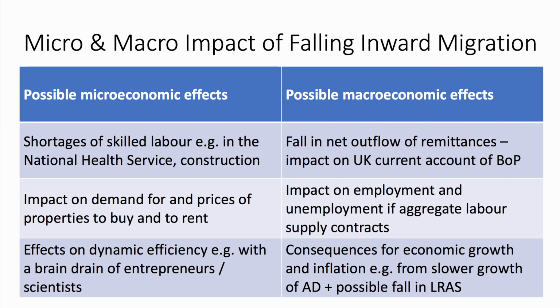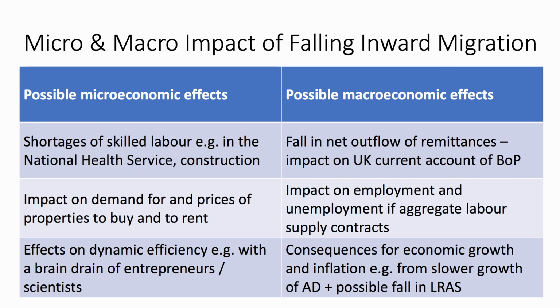Macro, of course, is the bigger, wider picture. So if there's a sustained fall in inward migration, there could be, for example, consequences for the UK current account of the balance of payments, a fall in the net outflow of remittances from migrants living and working in the UK. What about the consequences overall for the level of employment and unemployment if the aggregate labour supply contracts? Will unemployment necessarily fall if there are fewer migrants? This is what you could put into your analysis and your evaluation.